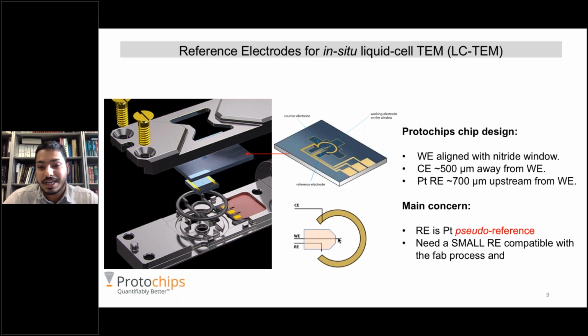But platinum as a reference electrode is not a good idea. Why? Because first, it is polarizable, so a small amount of current can change its potential. And second, we don't have any thermodynamic database with platinum. And every time you use a different electrolyte, you have a different potential of platinum. So it gives us a lot of problems. So now the question is, how do we use a true reference electrode in our liquid cell TEM experiments?